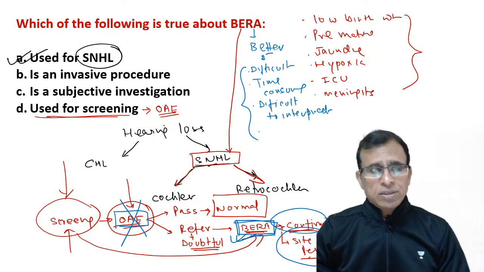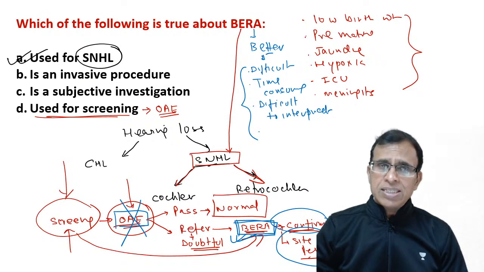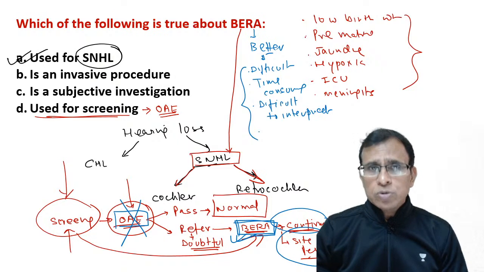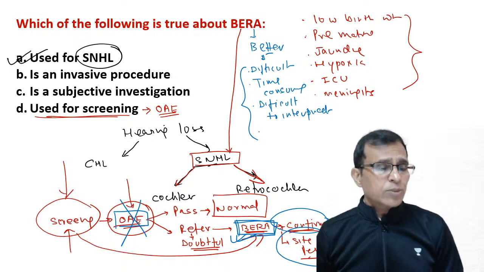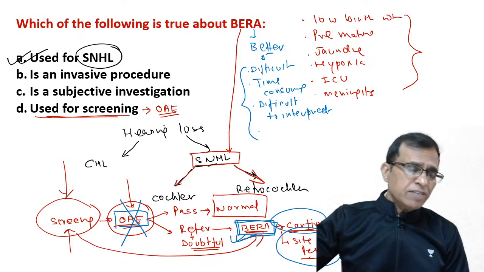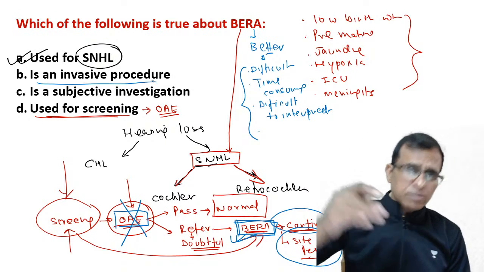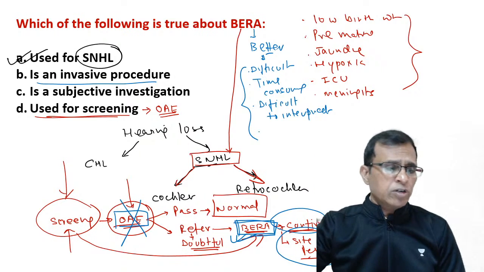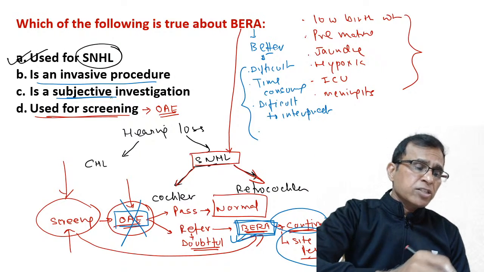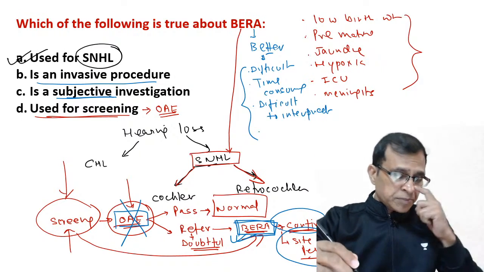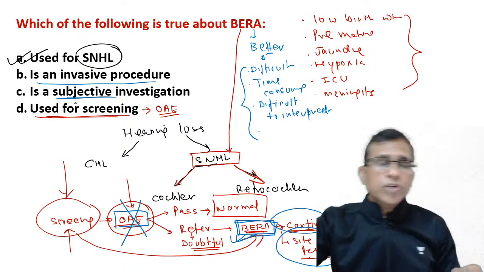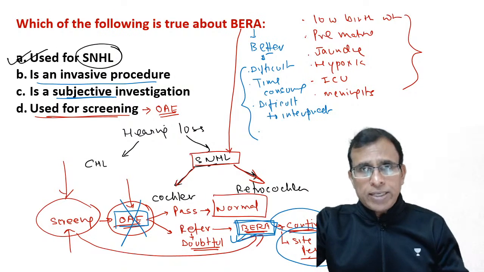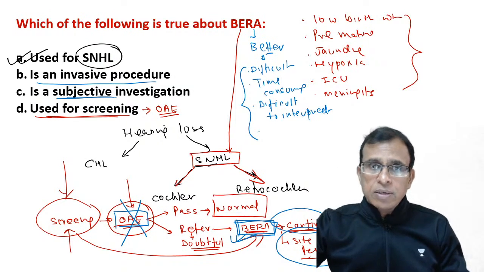So we do a simple test. OAE is simple, easy. It takes only a few seconds. BERA takes a few minutes, a lot of minutes. That's why. And it is not an invasive procedure. Invasive means you have to put something inside the body of the patient, which is not done. And it is objective, not subjective. A subjective investigation is one where the patient's cooperation is required. I'll talk about this, but look at this investigation being done.